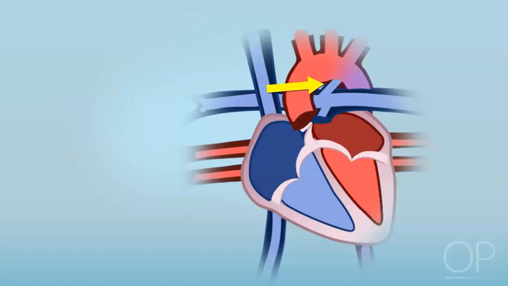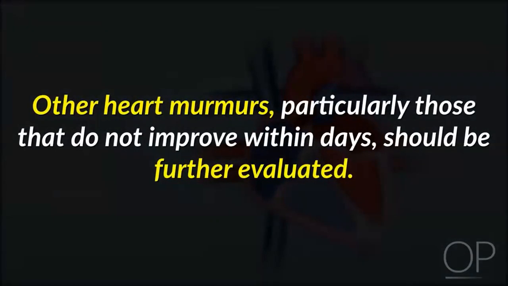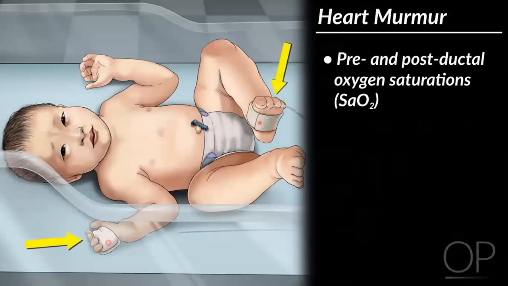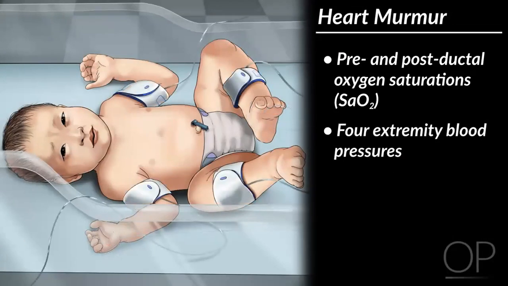This murmur is benign and in a full-term infant should resolve within the first few days of life. Other heart murmurs, particularly those that do not improve within days, should be further evaluated. The first steps to undertake when investigating a newborn heart murmur include obtaining pre- and post-ductal oxygen saturations, four-extremity blood pressures, and an EKG.